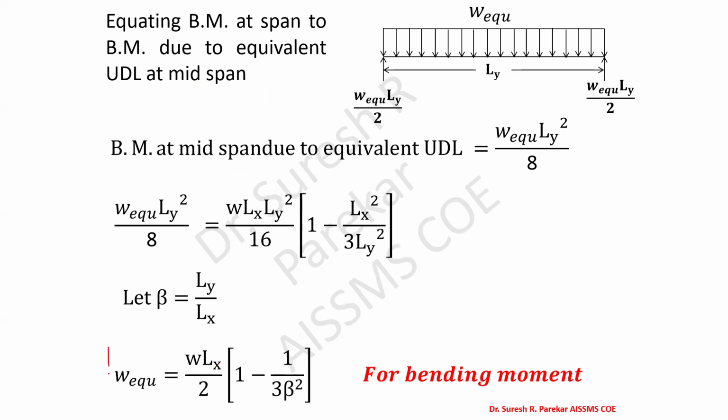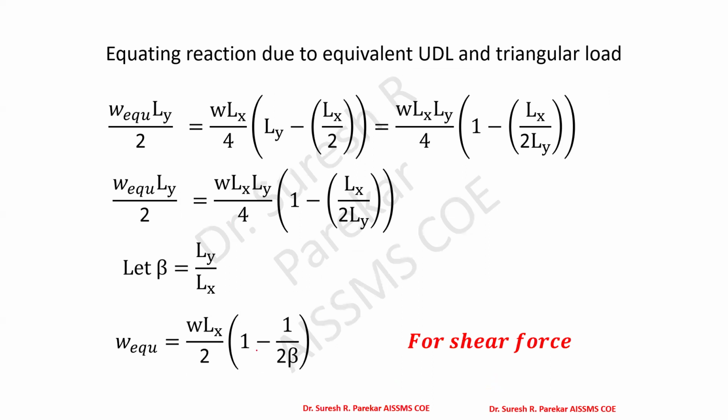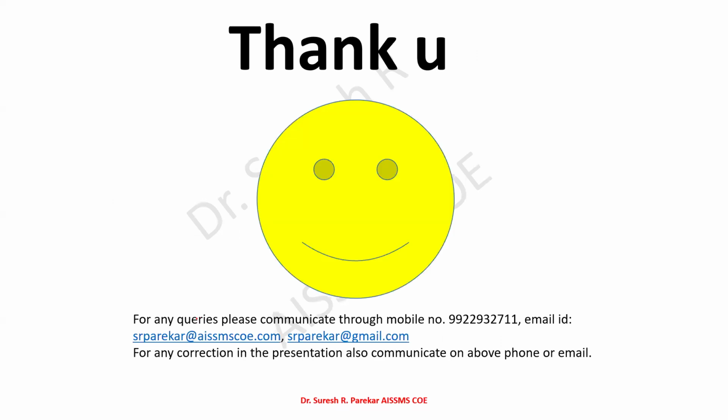So we have W equivalent equal to WLx by 2 times (1 minus 1 upon 3 beta square). Keep in mind that for triangular we have WLx by 3. For trapezoidal, WLx by 2, 1 minus 1 upon 3 beta square. And for reaction, we have WLx by 2, 1 minus 1 upon 2 beta, that is for shear. These values you have to keep in mind for transfer of load from slab to beam. We will stop here only. Thank you.